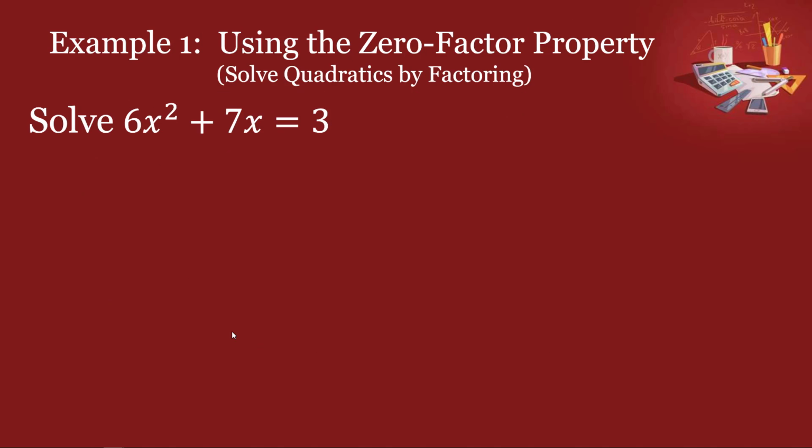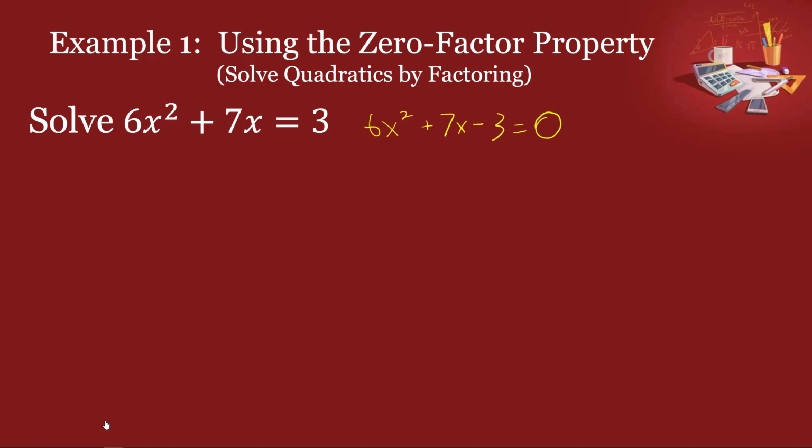Alright, so let's check out an example for that. Here we want to solve 6x squared plus 7x is equal to 3. Okay, before we solve this, we need to get this into standard form. And we can do that by moving the 3 over, and if we do, we will have 6x squared plus 7x minus 3 is equal to 0. And now we need to factor this.